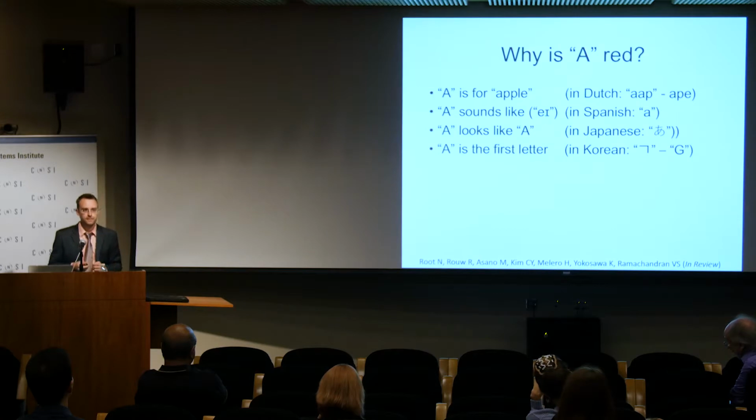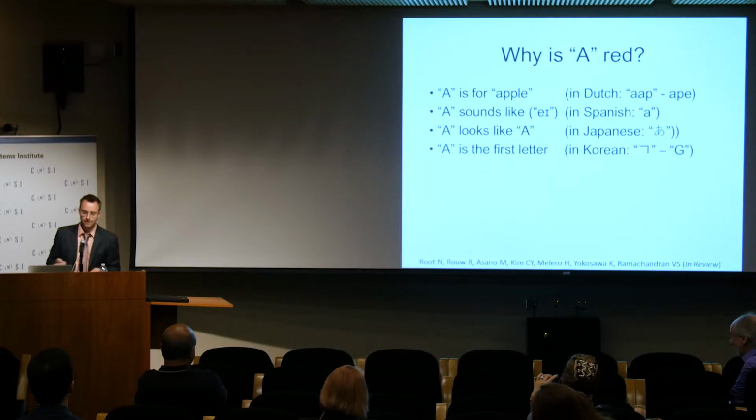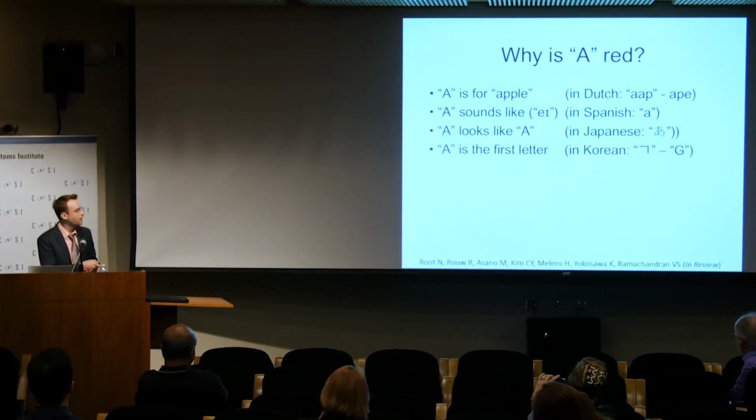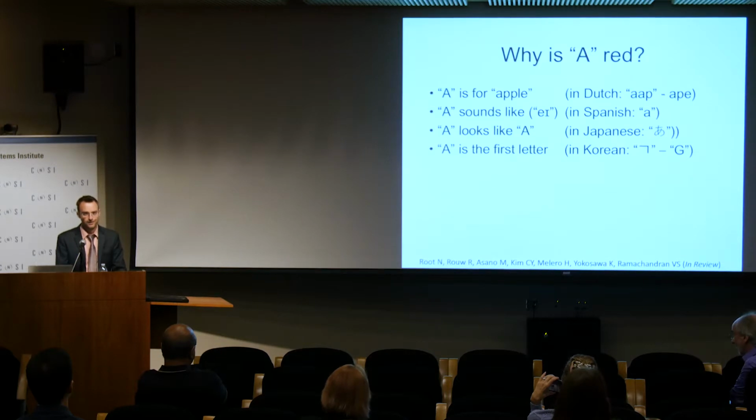In Dutch, A is for ape, and apes are brown. In Spanish, when you want to say the sound eh, you use the letter e. In Japanese, the kana for A looks nothing like the letter A. And in Korean, G is the first letter of the alphabet. So if you had data from these languages, you could try to disentangle these different hypotheses.